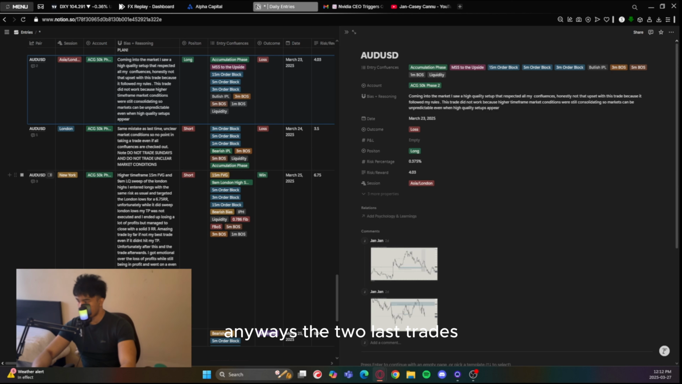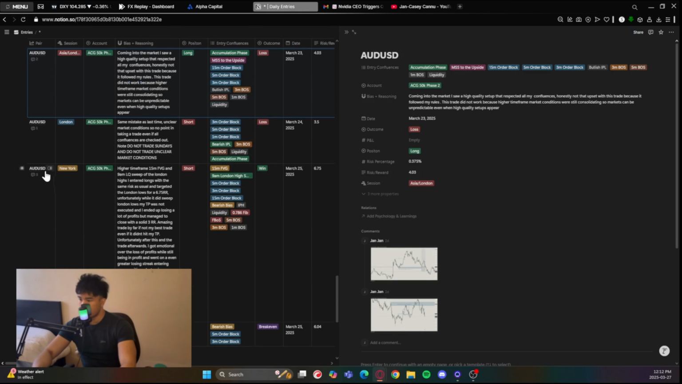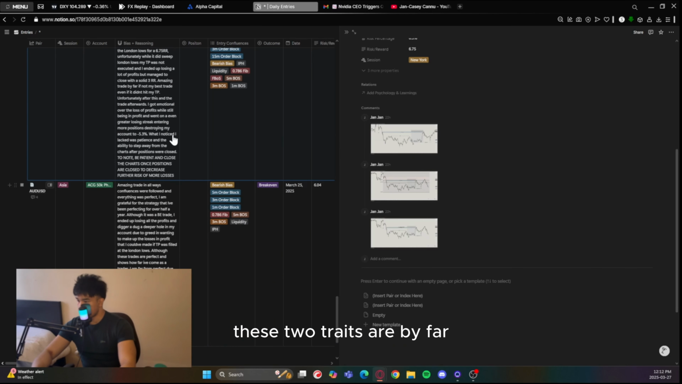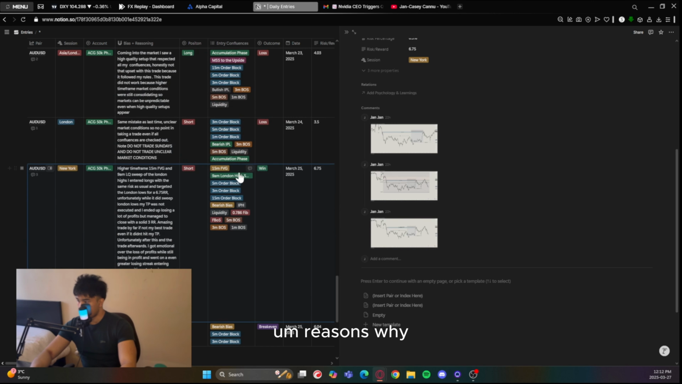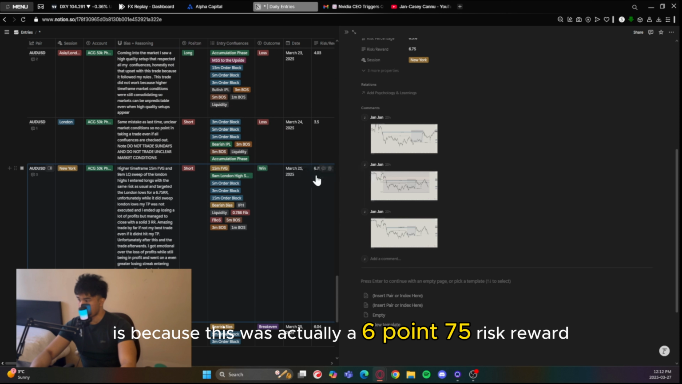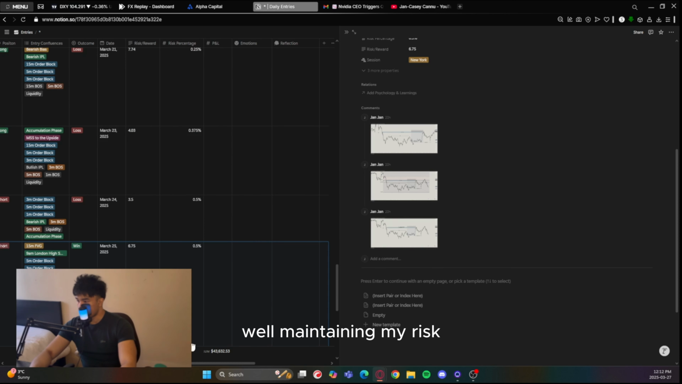Anyways, the last 2 trades, well, 3, I just have yet to put in my third one. These 2 trades are by far the best trades in my career as a trader. And honestly, the reason why is because this was actually a 6.75 risk to reward while maintaining my risk.